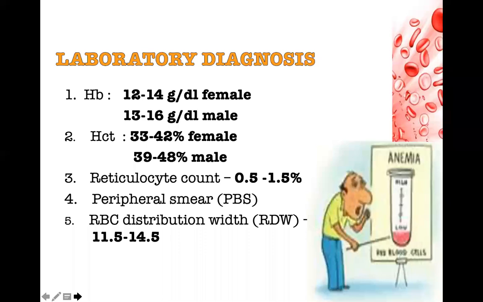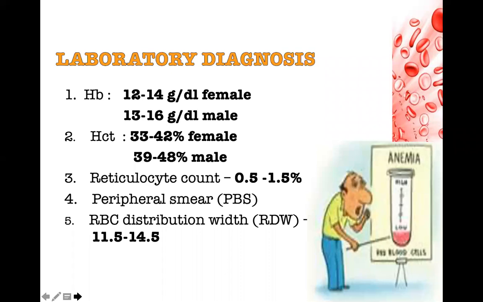So these are some of the normal values. We use this to label a person whether he has anemia or not. For the hemoglobin, it's 12 to 14 grams per deciliter in females and 13 to 16 grams per deciliter in males. For hematocrit, it's 33 to 42% in females and 39 to 48% in males. For the reticulocyte count, it's between 0.5 to 1.5%.